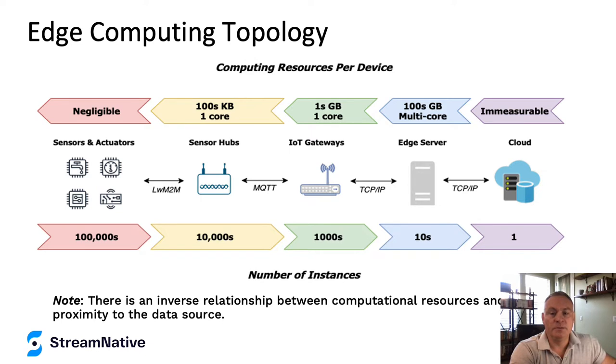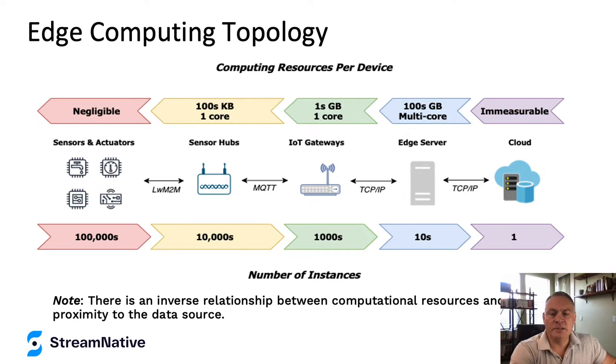Consequently, sensor hubs are strategically deployed throughout the environment to capture these short-range messages and rebroadcast them over a longer-range protocol, such as MQTT. Further up the topology are the IoT gateway devices, which are mounted throughout the environment and connected to a power supply and traditional TCP/IP connection. These devices capture the MQTT messages and retransmit them over TCP/IP to either the edge or cloud for longer-term storage and processing. Beyond the IoT gateways are the more traditional computing platforms with larger computational resources.